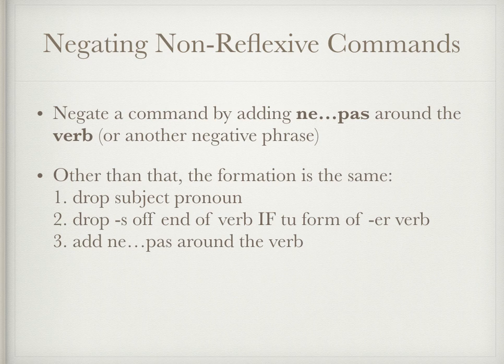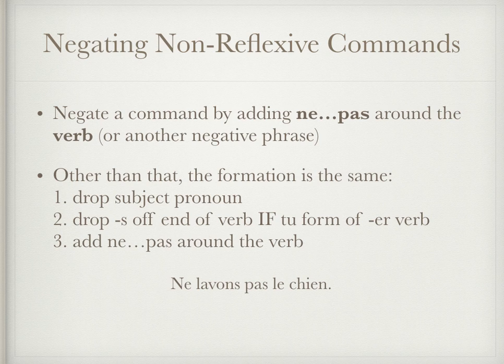So let's look at an example. If we have nous ne lavons pas le chien, so we are not washing the dog, we drop our subject pronoun. It's not a tu form of a verb, so we skip that part. And we already have a ne pas, so we're done. So if we want to go from we are not washing the dog, nous ne lavons pas le chien, to let's not wash the dog, ne lavons pas le chien.